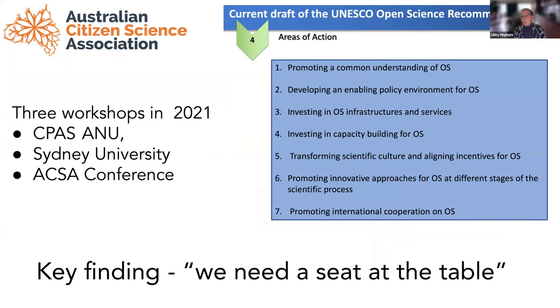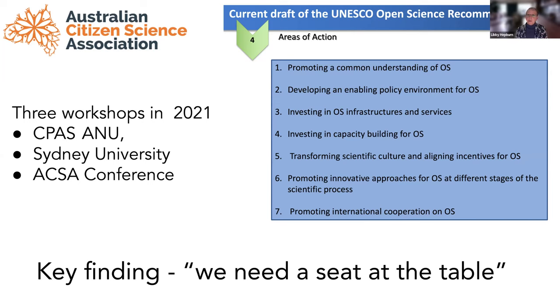And in Australia, when we identified what the opportunities were for citizen science in the Open Science Recommendation, last year we held three workshops, one at the ANU, one at Sydney, and one at the ACSA conference. And we looked at these areas of action to see if we could agree what we might do to contribute in citizen science to these UNESCO areas of action. We've got some really good ideas, but the key understanding that we got was that we need a seat at the table.